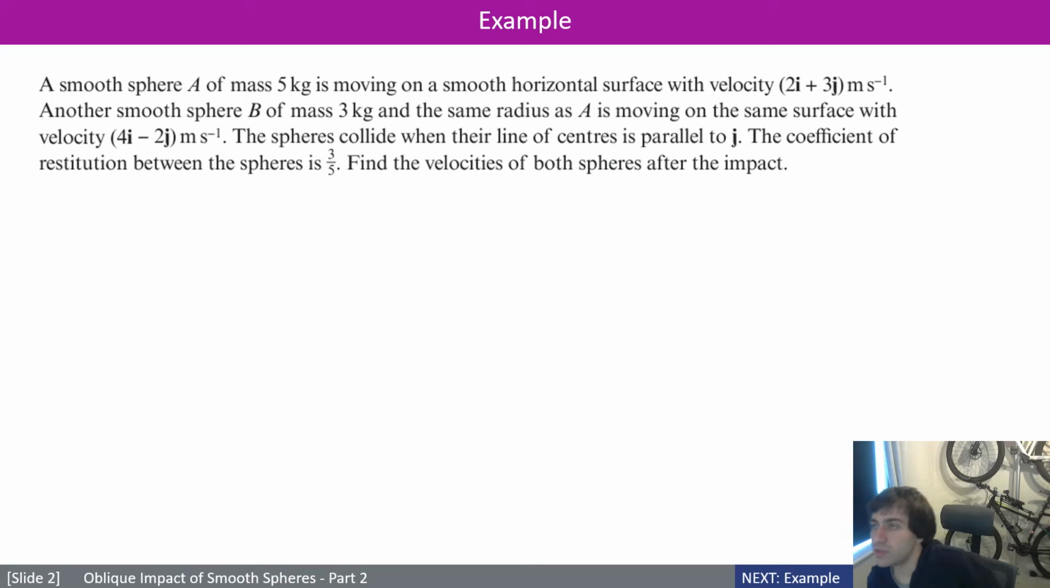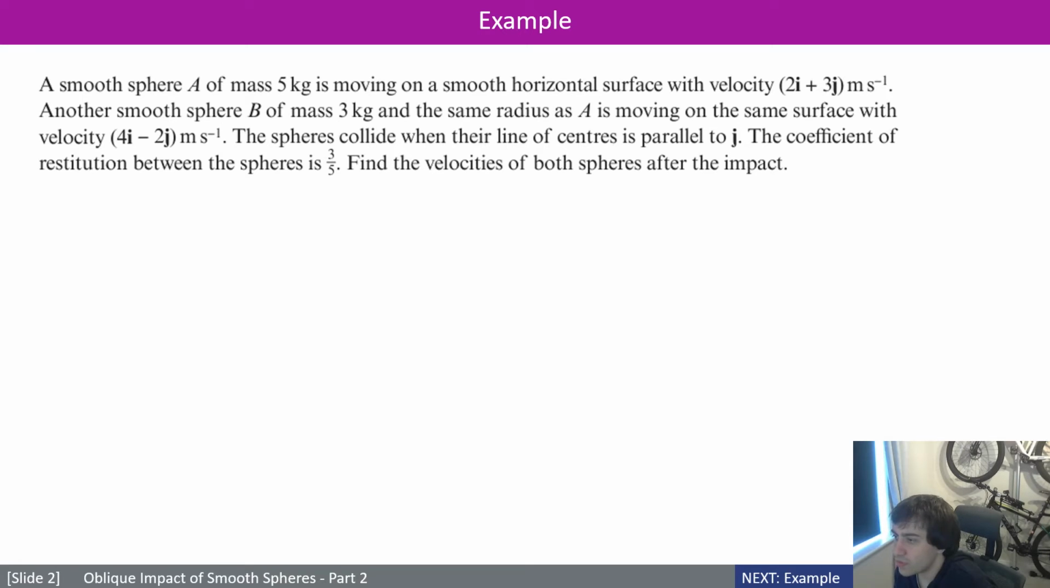So let's look at our first example involving vectors. We've got smooth sphere A, mass 5 kilograms, on a smooth horizontal surface, and its velocity is the vector 2i plus 3j. Another smooth sphere B, mass 3 kg, same radius, same size as A, is moving on the same surface with velocity 4i minus 2j. The spheres collide with their line of centers parallel to j.